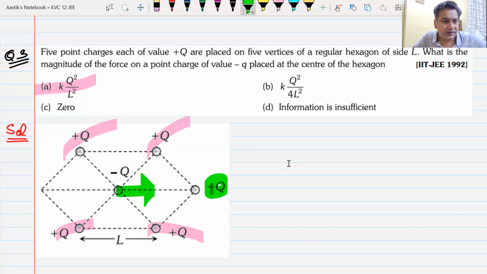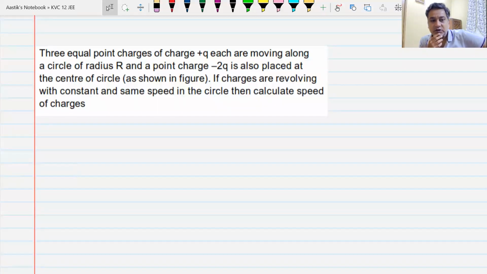This one also, I think, is from your module, and if it's from your module, probably you would have done this. But anyways, this one: three equal point charges of charge plus q are moving along a circle of radius r, with a charge of minus 2q placed at the center. The charges are moving with uniform speed, the same speed. Find the speed of the charges.